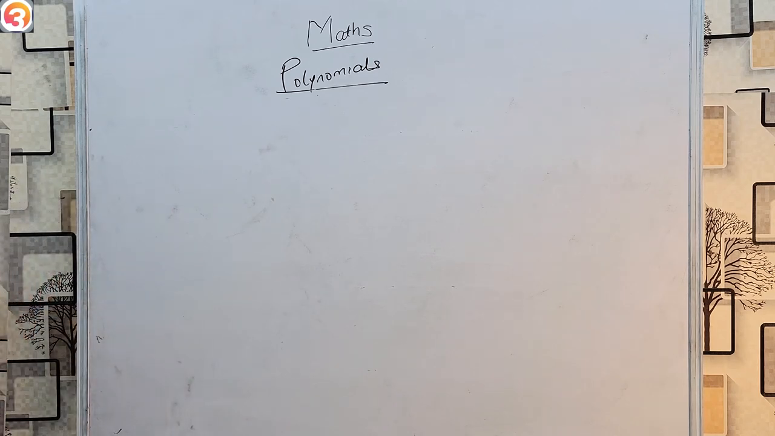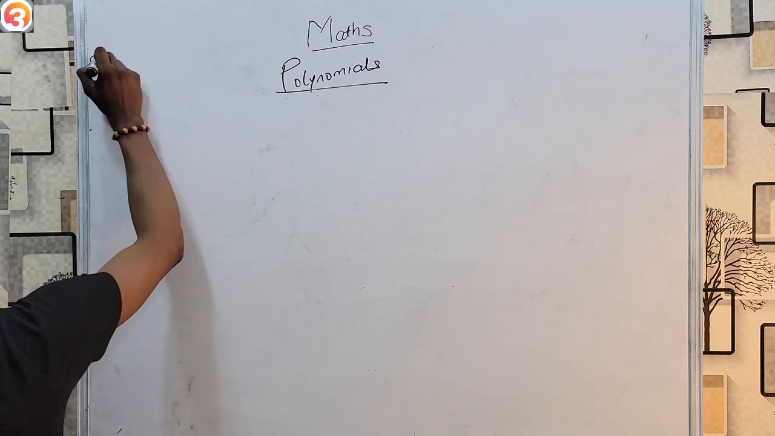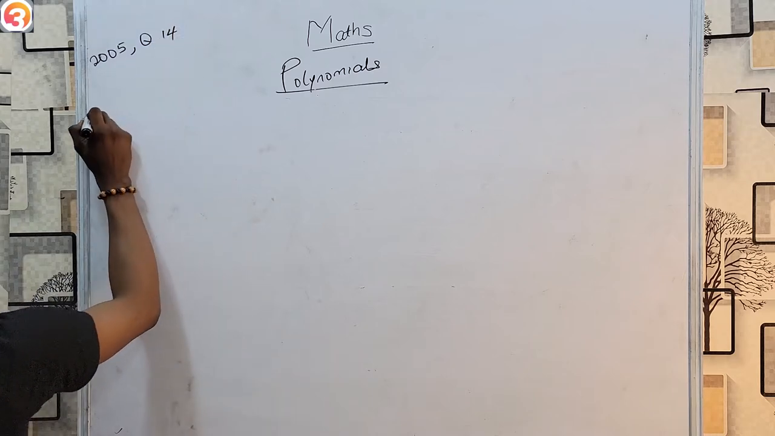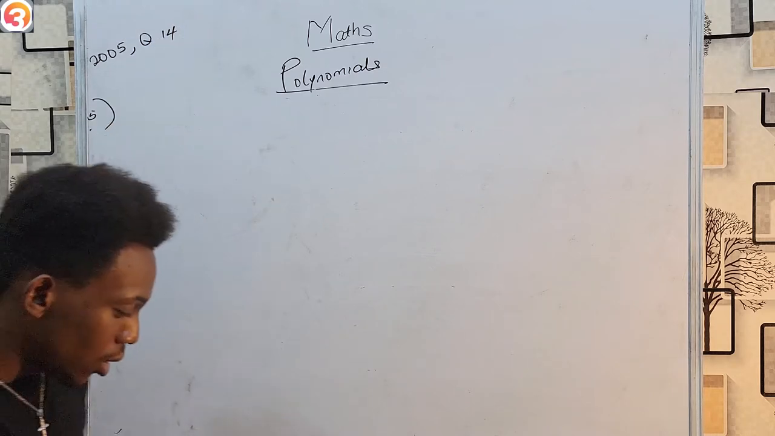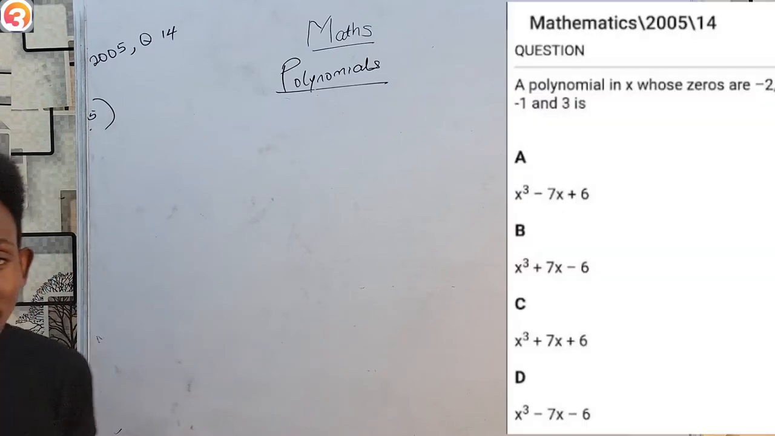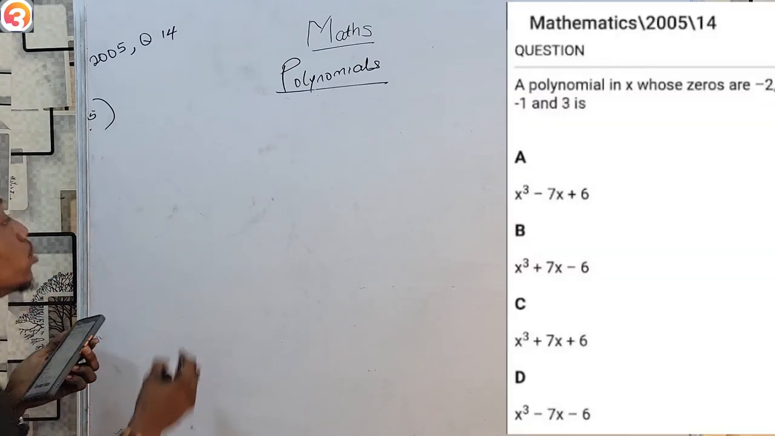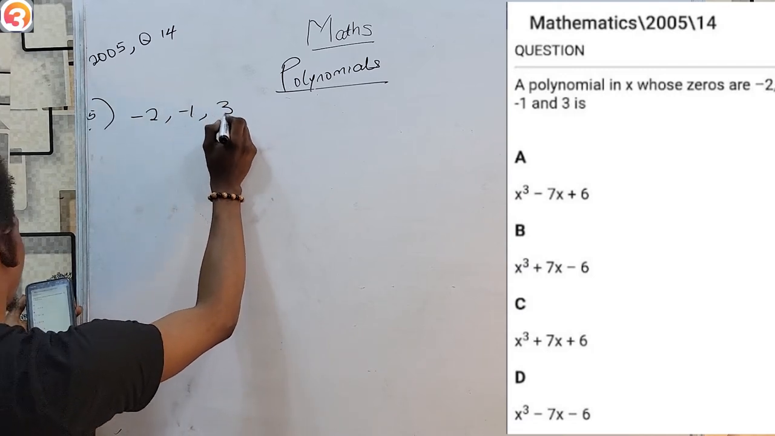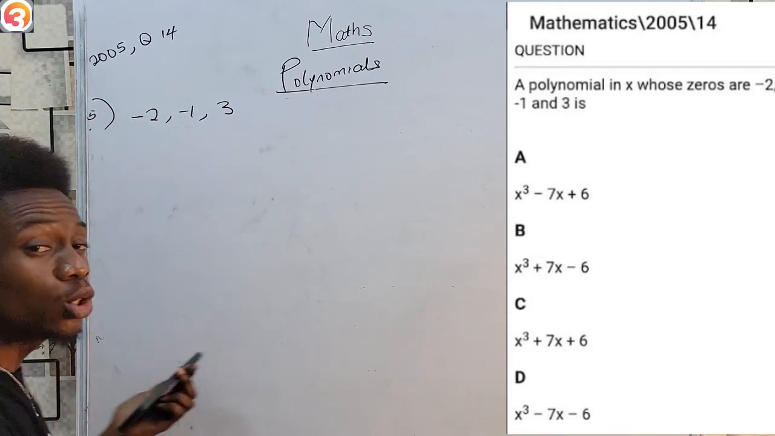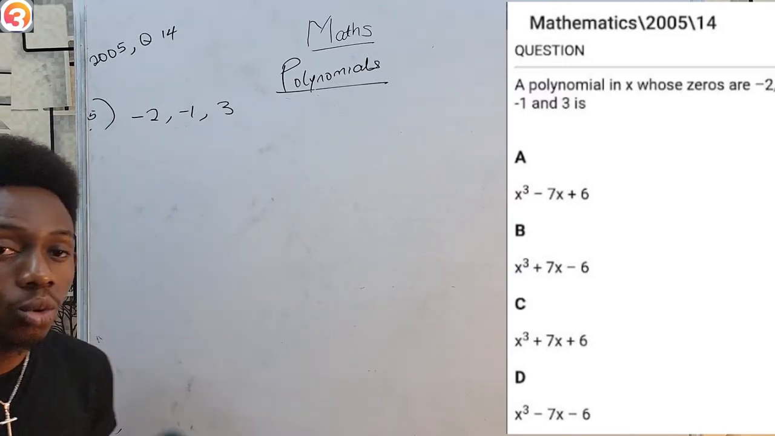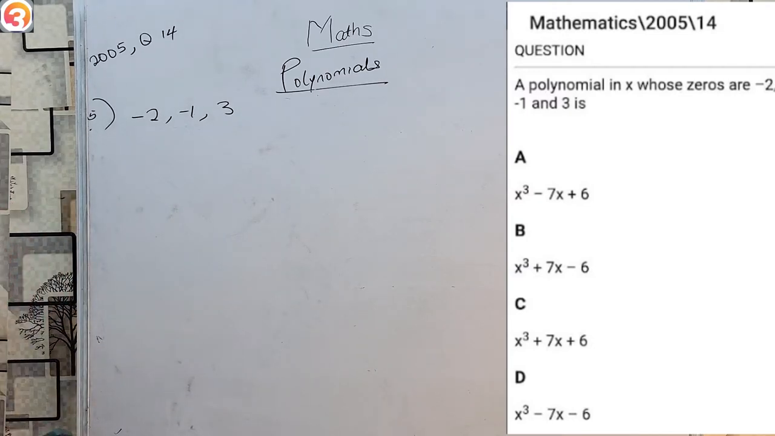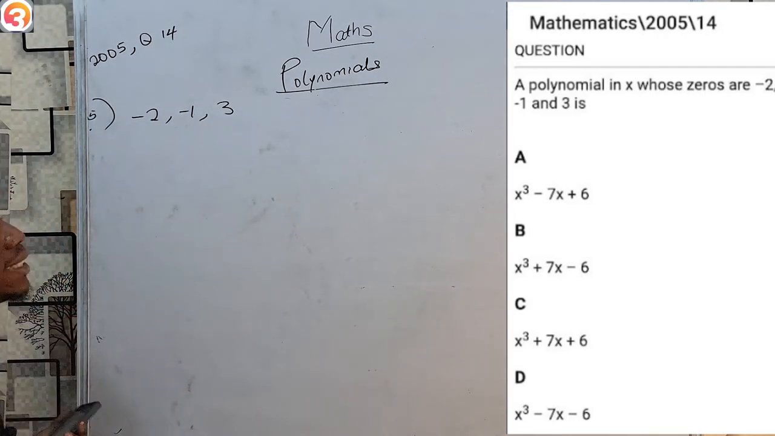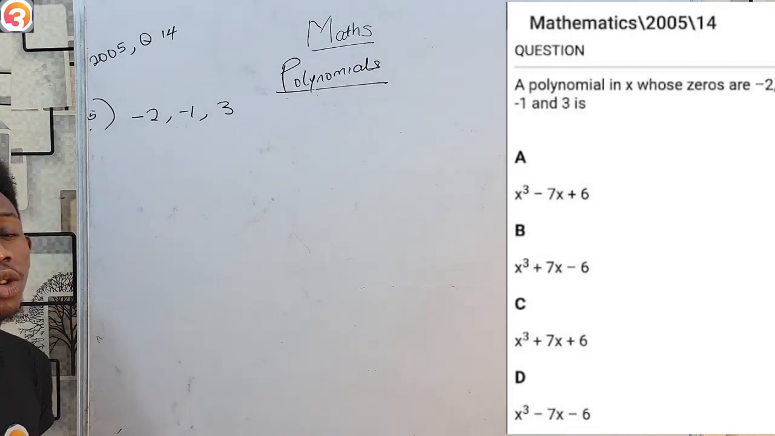This one is from the year 2005, and this was question 14. It says, a polynomial in x, that means the variable should be x, whose zeros are minus 2, minus 1, and 3. Remember, when they tell you the zeros of a polynomial, they also mean the roots of a polynomial, which means the three answers are minus 2, minus 1, and 3. They want us to get the polynomial.